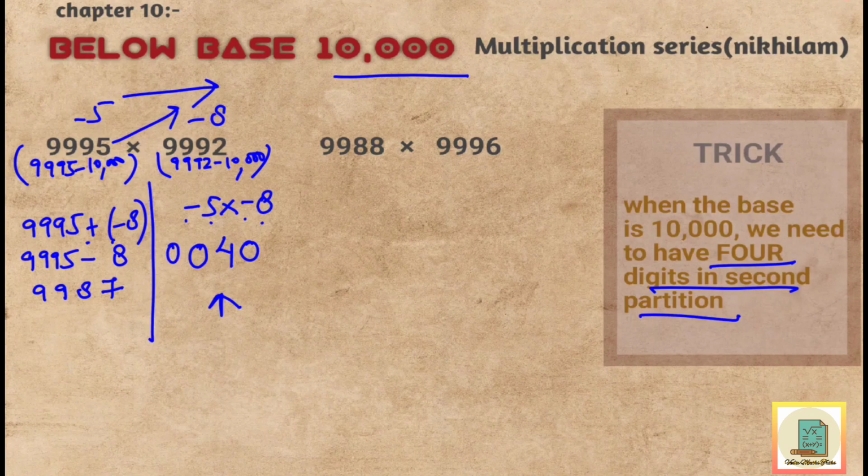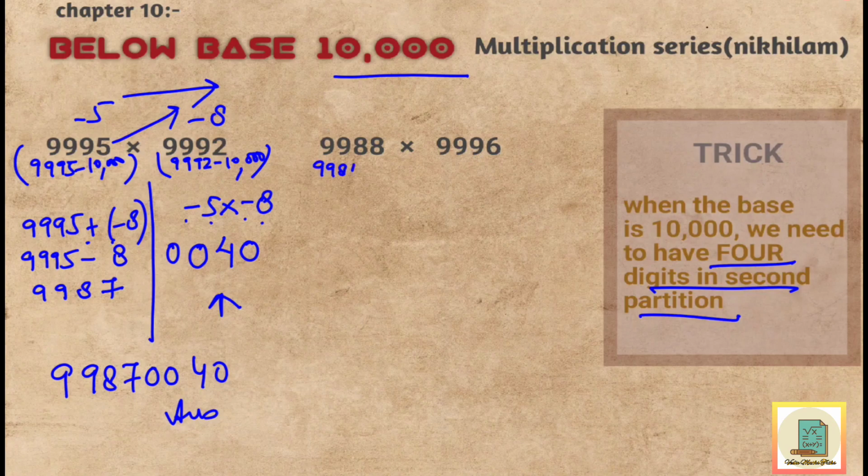So the final answer will be 99870040. Now let's understand the second question. The second question is 9988 multiplied by 9996. Here also we'll find out the deviations first.